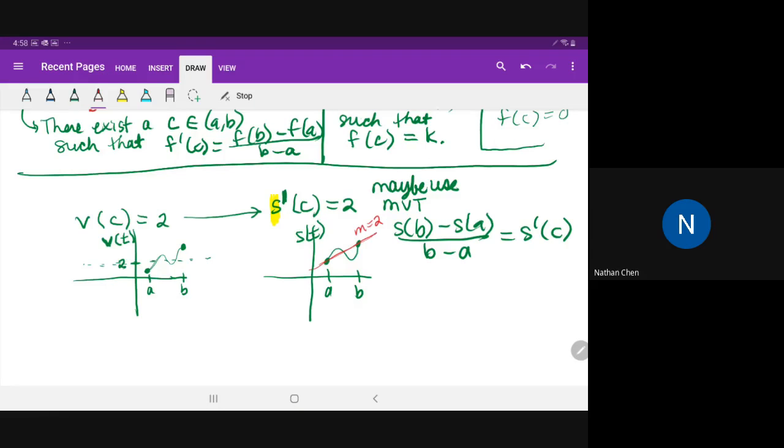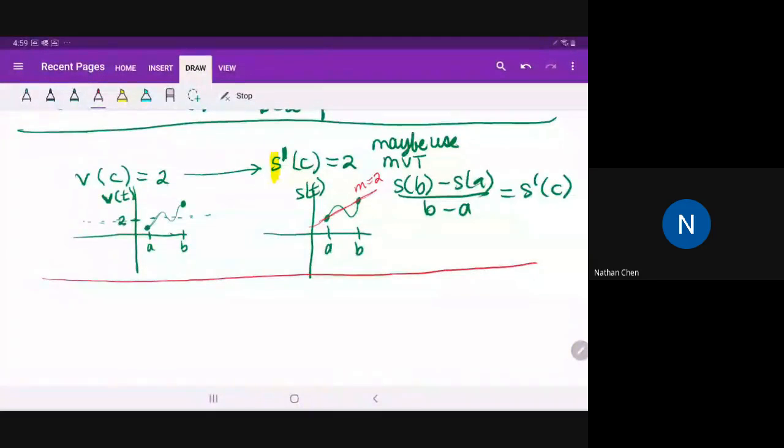Or 0, sometimes they throw in the 0 there. Or it's possible that you want a Y value of 2 if you're graphing V. Okay, so let me show you some cases of mean value theorem, and then I want to show you some actual examples of where this comes up in a problem.